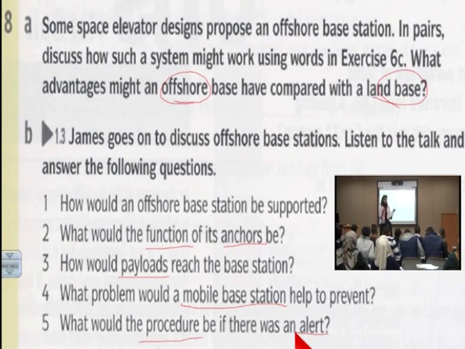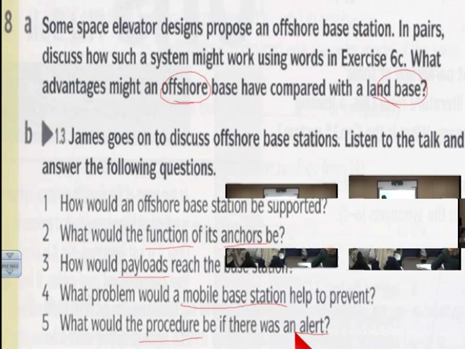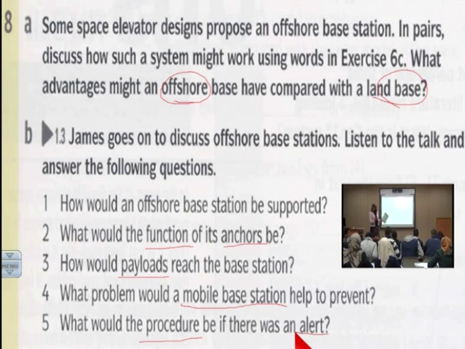We read you the answers for the previous 5 questions. How would an offshore base station be supported? It is supported by a floating structure. That's right. What would the function of its anchor be? To fix it, to keep it in its place. Is that right or not? From here. Then how would payloads reach the base station?